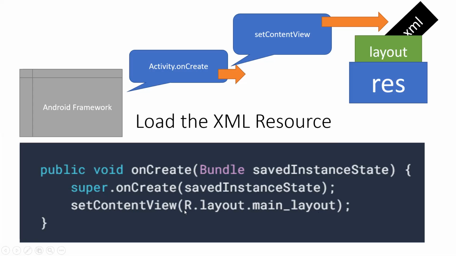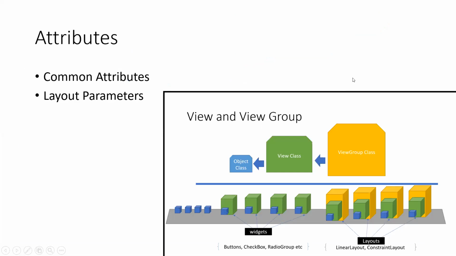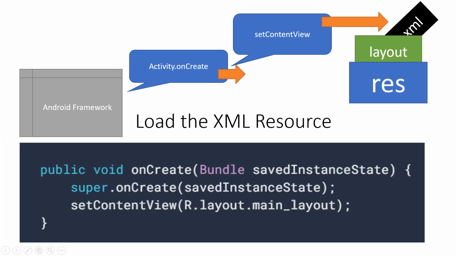So you just mention a path: R, look for the R file. R will be boiled down to res. Inside there is a layout directory, and then .main_layout. This is for the XML file, main_layout.xml. So this is how to load an XML resource file. This is the responsibility of the Android framework.